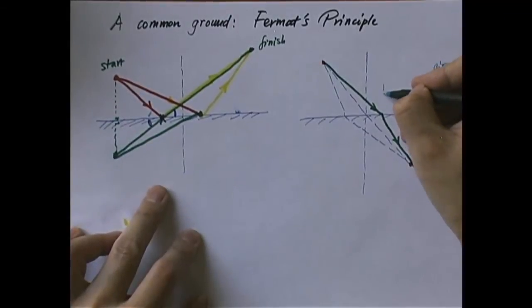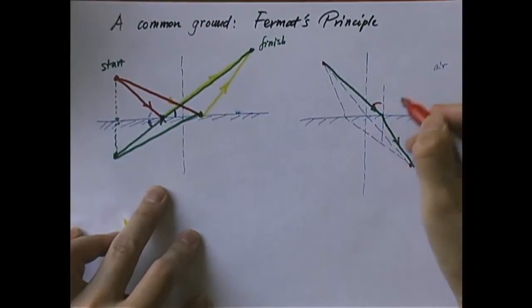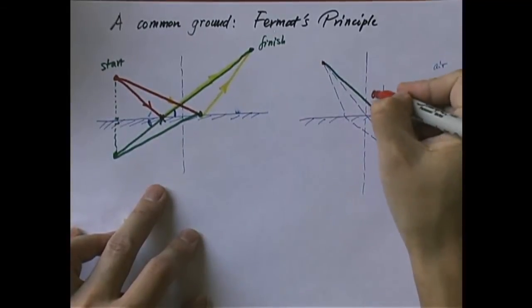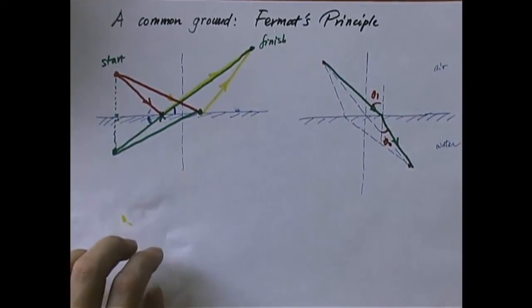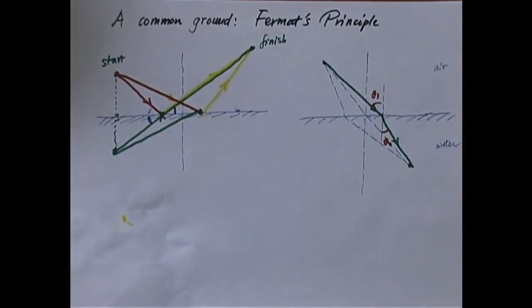And clearly, this angle is greater than that angle. So it agrees qualitatively with the analysis of Snell's law, which says theta 1 has to be greater than theta 2 when light travels from air to water. Now, how do you get the actual expression, sine theta 1 over sine theta 2 equals v1 over v2, or n2 over n1? How do you get that?